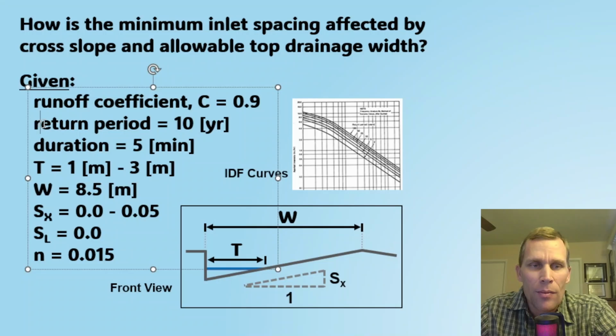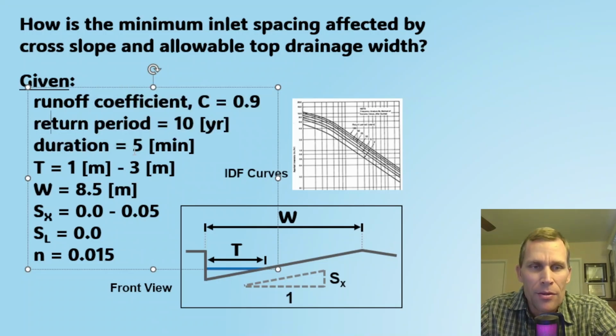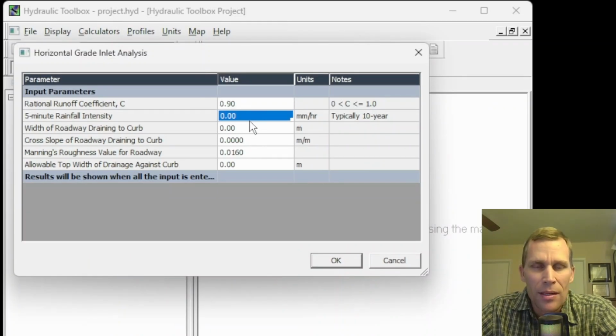Next, we have our return period and our duration. The return period is 10 years. The duration is 5 minutes. And we have an IDF curve right here, which corresponds the intensity of the storm with the duration and the return period. So that intensity is what we want to put right here. We're in units of millimeters per hour. So if you haven't already switched your model over to metric units, go ahead and do that if you want to follow along.